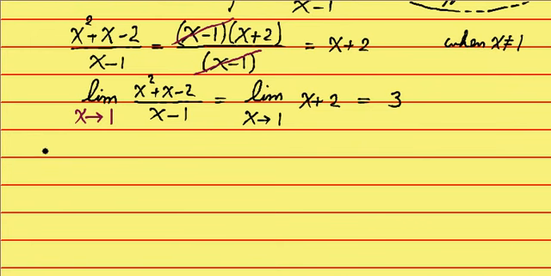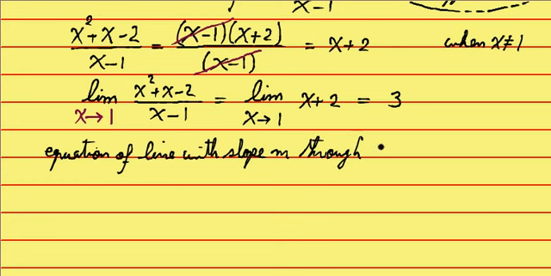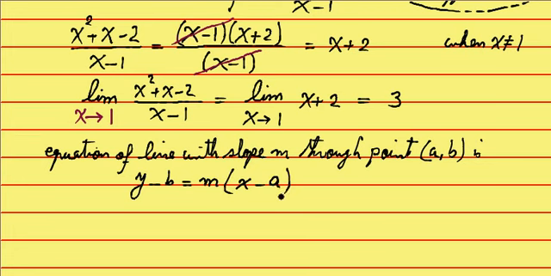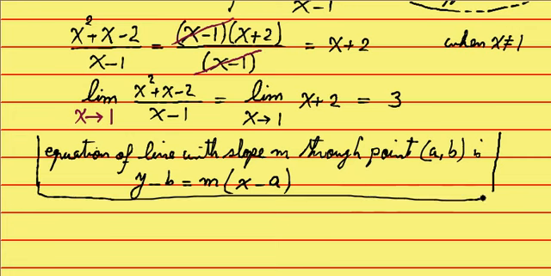Let me remind you. Equation of line with slope m through point a, b is, what's that? Y minus the y of a given point is equal to the slope times x minus the x of the given point. That's essentially just the definition of slope. So here's a review item from college algebra. We need this thing very often. You get to know it very well.